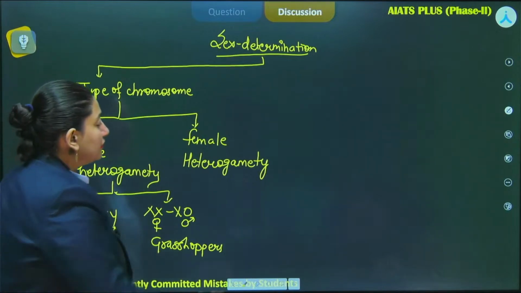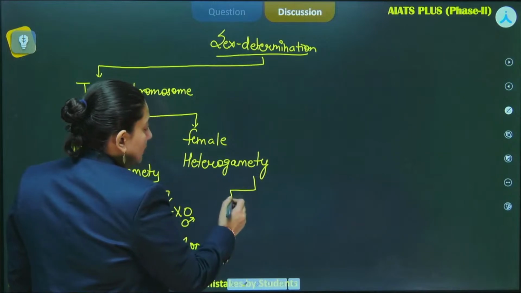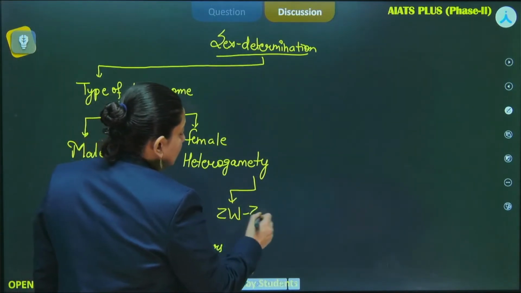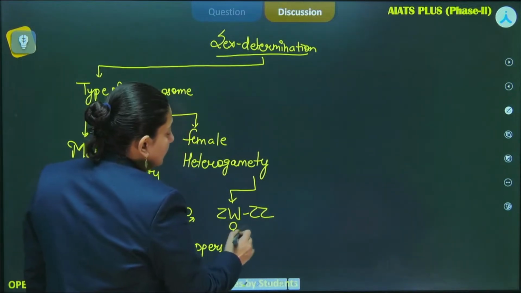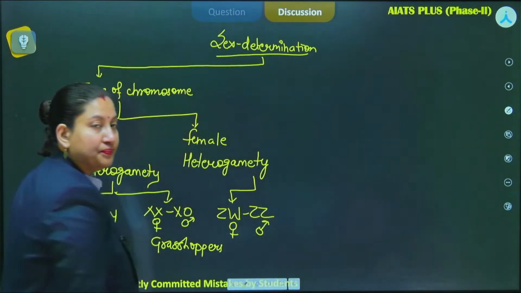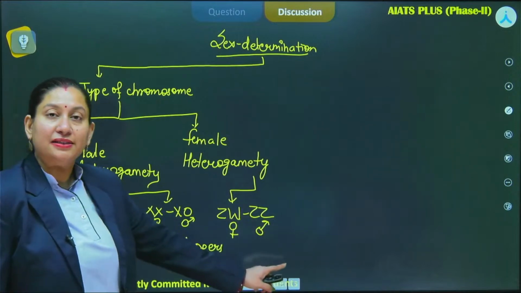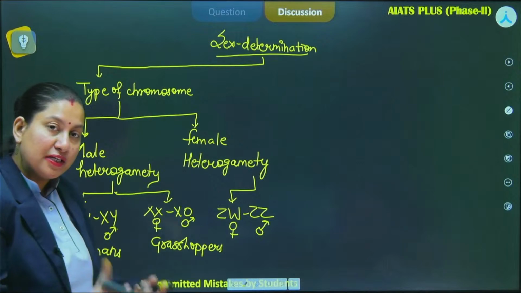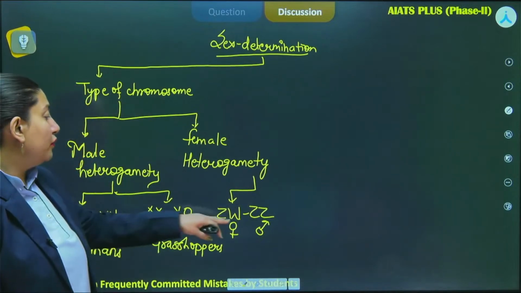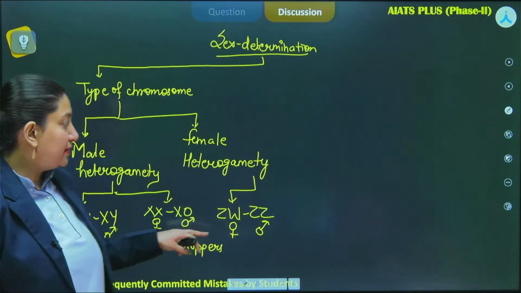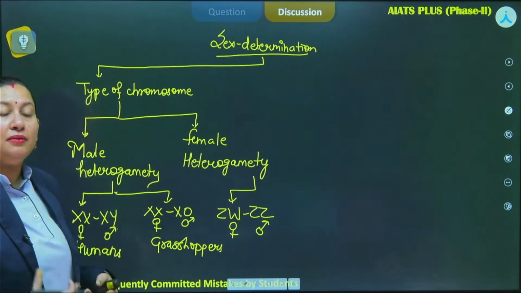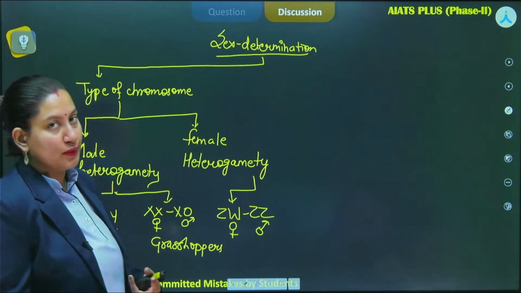Now when we talk about female heterogamety, then we can have ZW, ZZ types. Over here this represents the female, this represents the male. Right? So over here males are homogametic, so they are not going to decide the sex of the individual. On the contrary, over here females are going to decide the sex of the child. But in male heterogamety, male gametes are going to decide this particular thing.